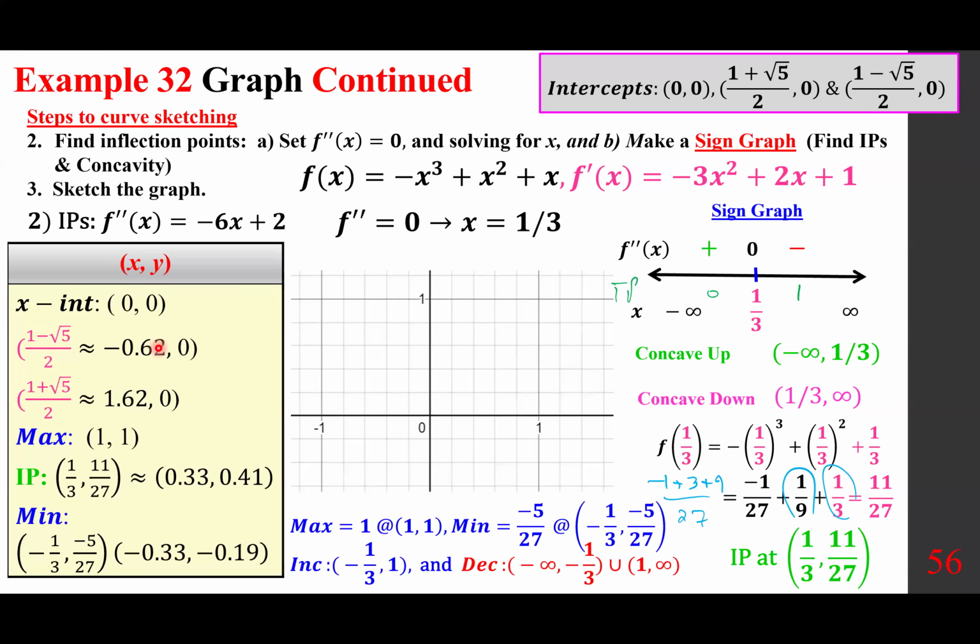Let's start with 0, 0. Negative 0.6. This is negative 1. So somewhere here, negative 0.62. 1.62. This is 1, somewhere here, 1.62. Then we have the maximum at 1, 1. Now, when it comes to maximum and minimum, you always put a double arrow, meaning when the function gets there, it has to bounce back. It can't cross. That's the meaning of double arrow and maximum or minimum.